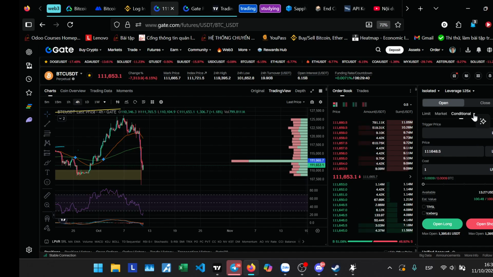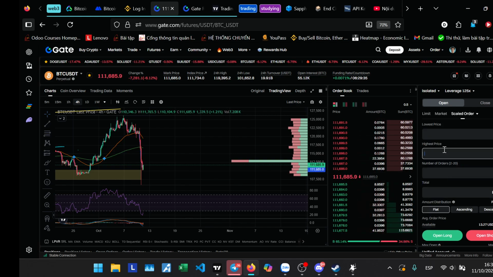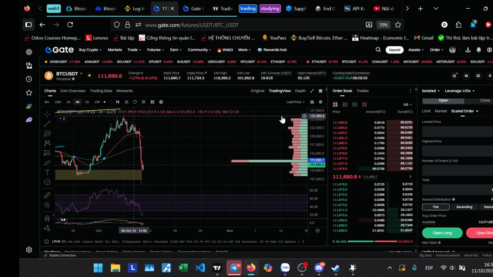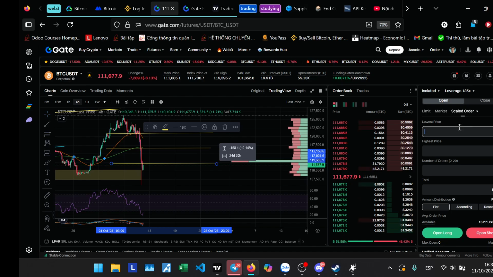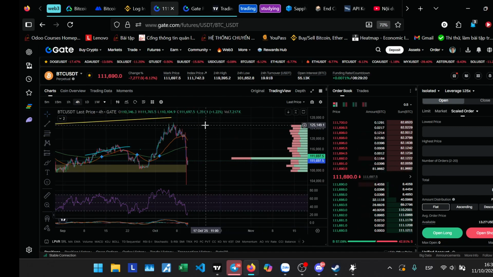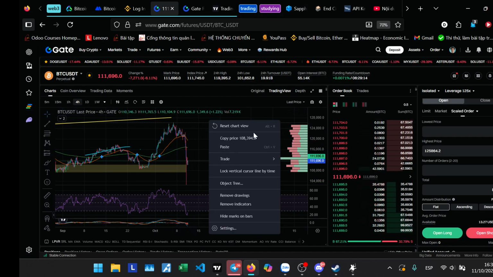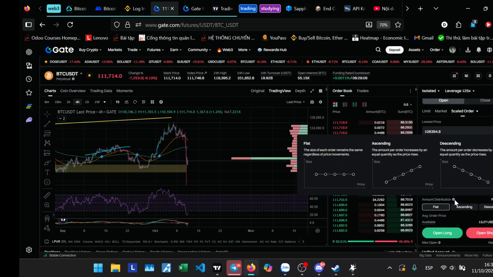Conditionals are very similar to spot. Scaled orders: basically I will explain scaled. We just place orders within a price range, trading in a range. Let's say 175 is the highest price, and the lowest order. You will split the order across the range. Distribution.